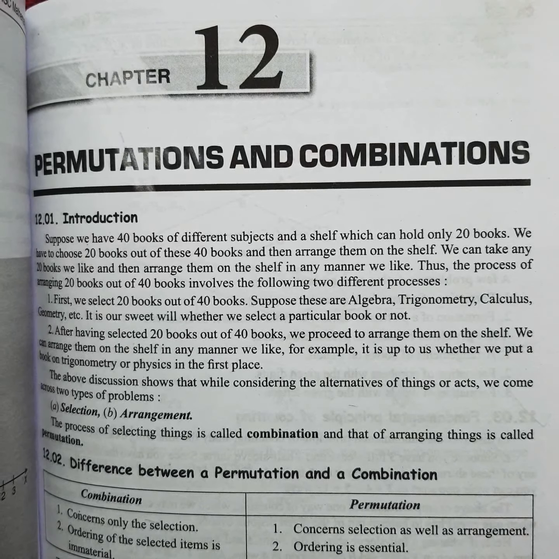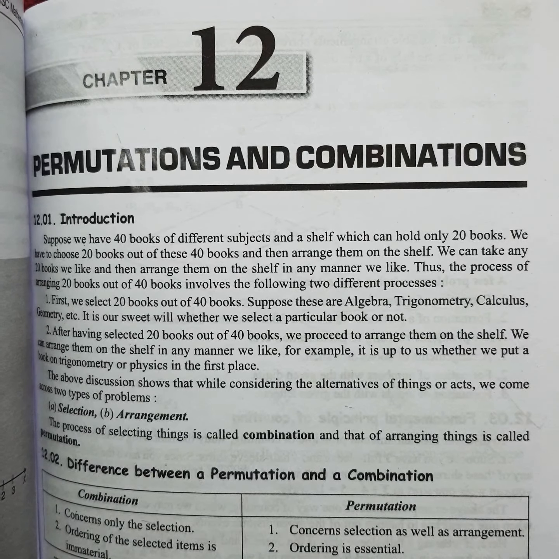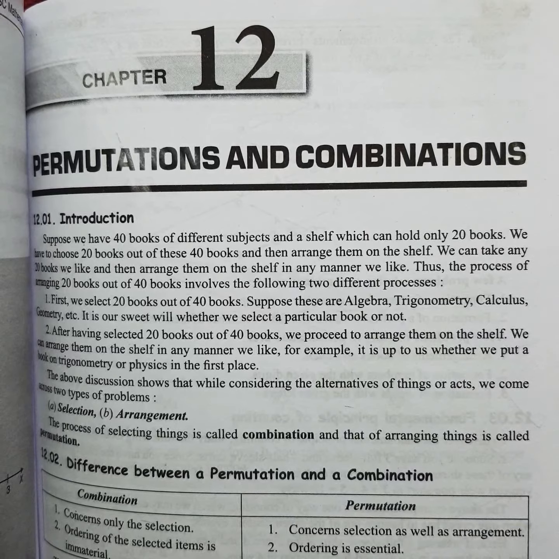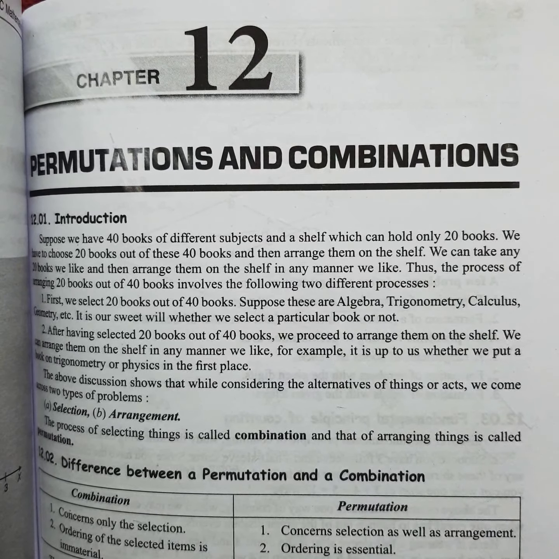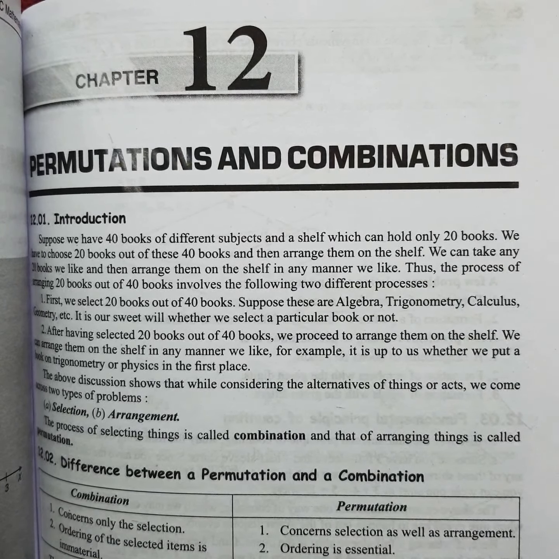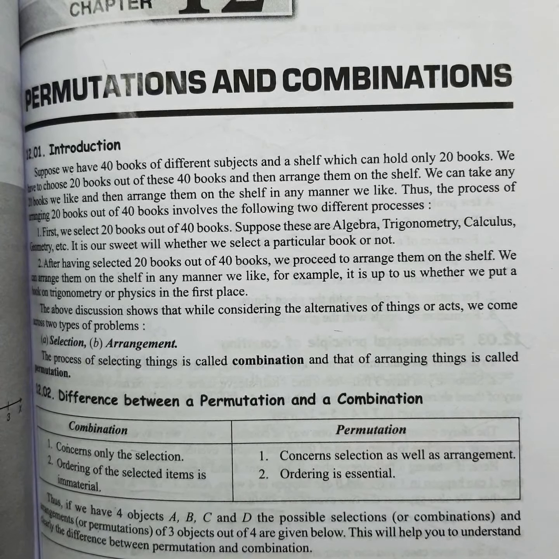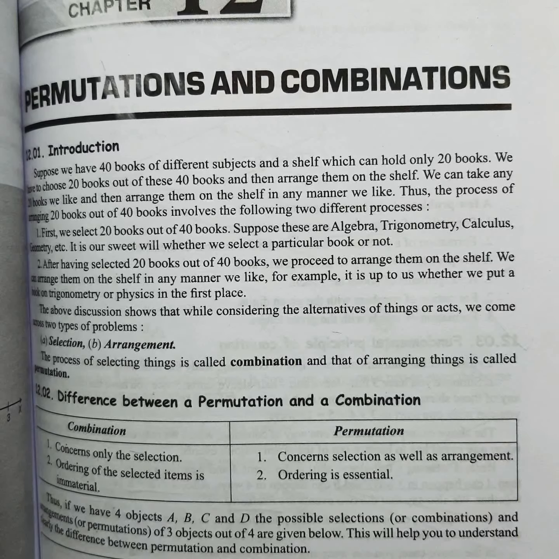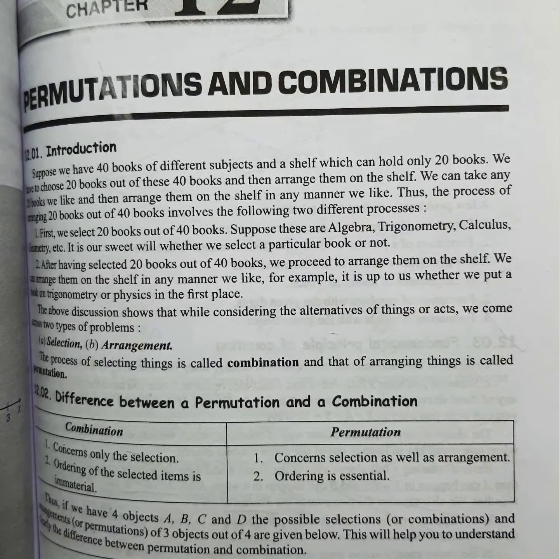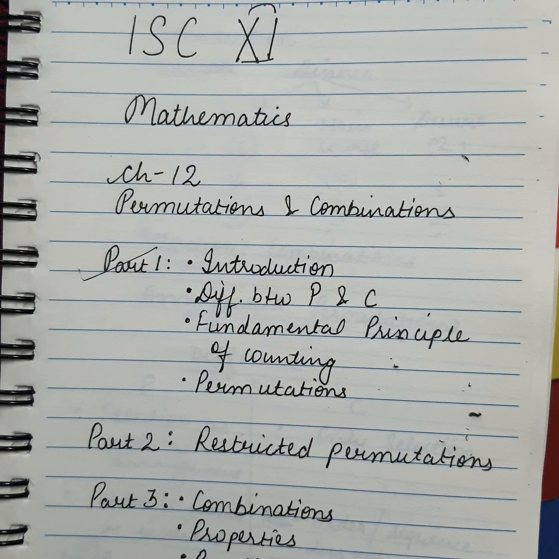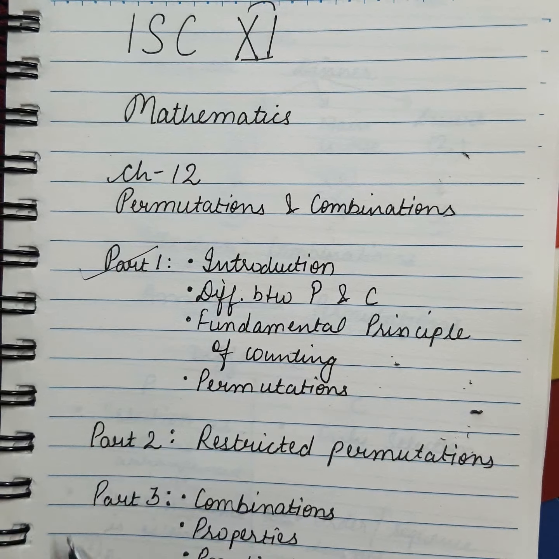Hello everyone. In class 11th we had started chapter 12, permutations and combinations, and in the first part of the video we cleared the difference between combinations and permutations as selection and arrangement. So now in this video we are going to study restricted permutations.